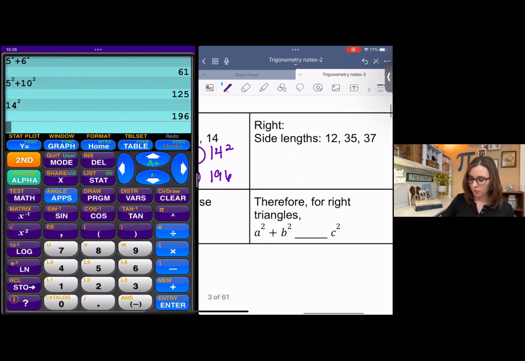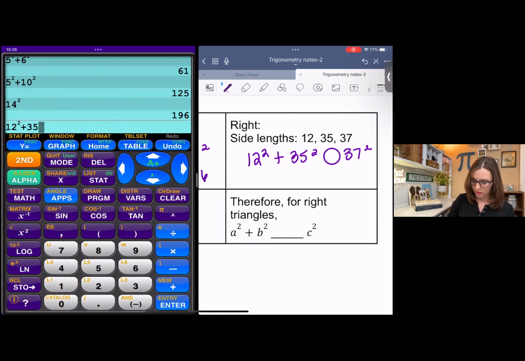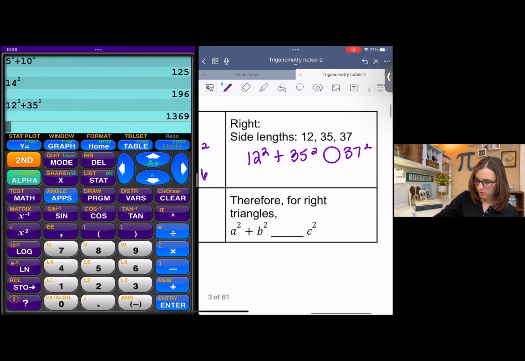And then we already know the right triangle, but we'll go ahead and fill in the notes here. 12 squared plus 35 squared, and then 37 squared, and they are equal.